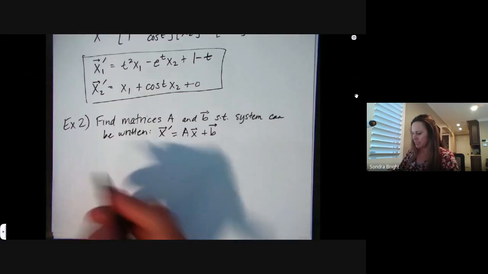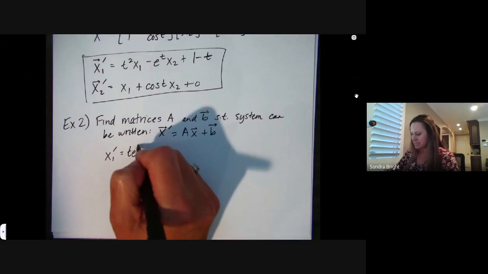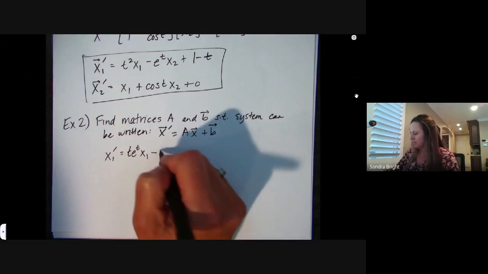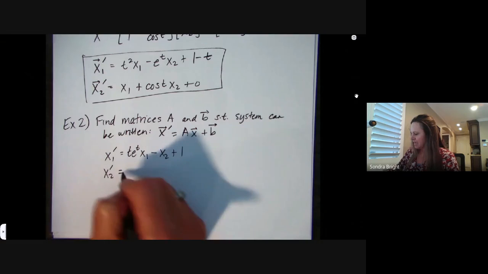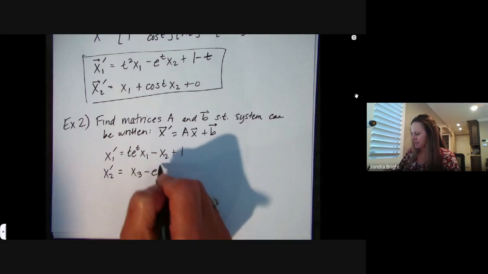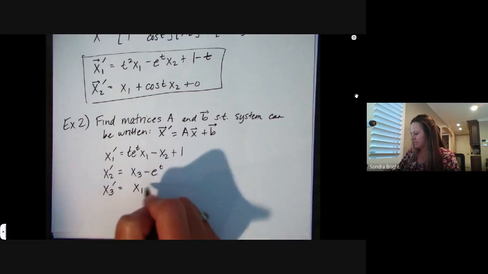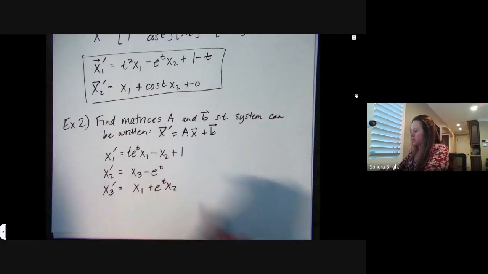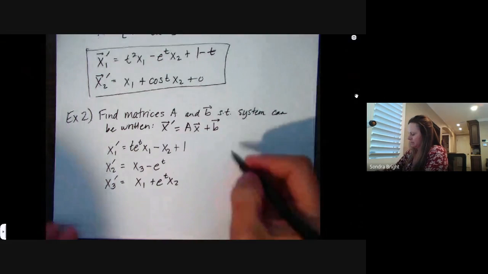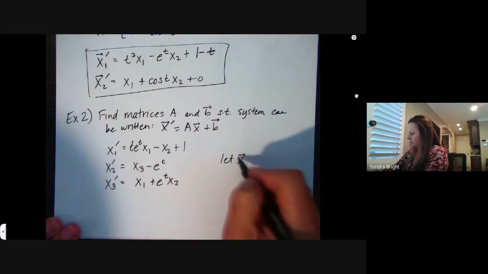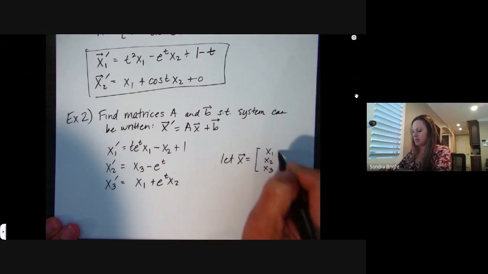The system they gave us was x1 prime is equal to t times e to the t times x1 minus x2 plus 1, x2 prime is x3 minus e to the t, and x3 prime is x1 plus e to the t x2. Okay, so first of all, I'm going to let x, the matrix, be x1, x2, and x3, since we've got x1s, x2s, and x3s there.